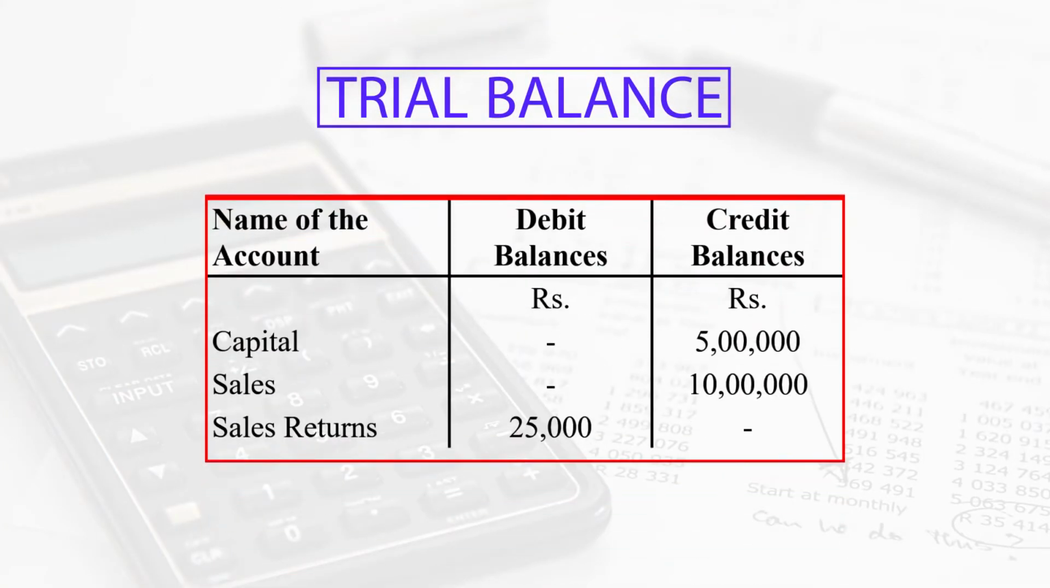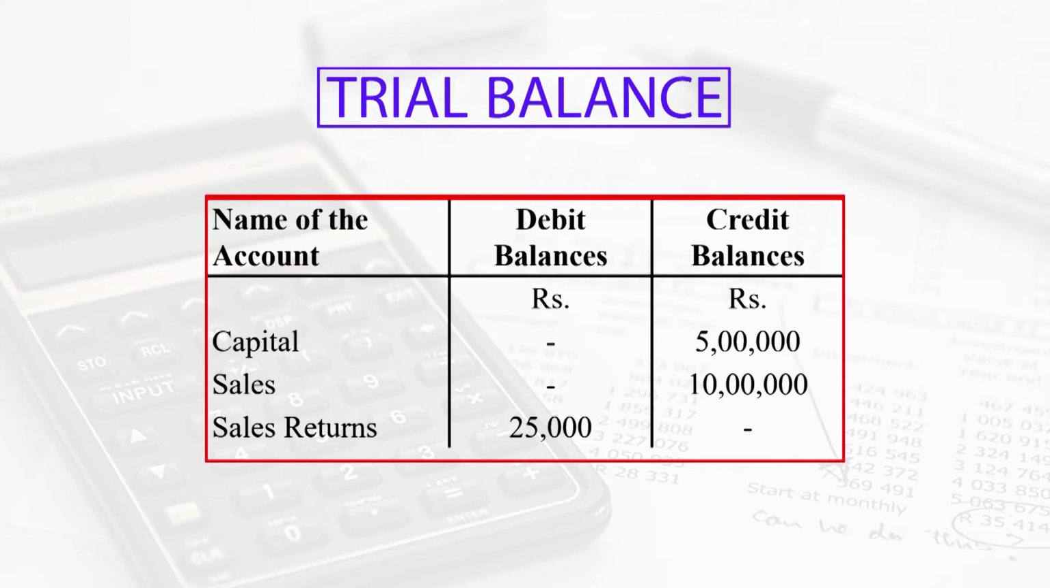So here, dear learners, we have been provided with the trial balance of a particular business concern. As we all know, there are three columns in a trial balance. The first column is the particulars column, that is, the details of the accounts are given, like capital account, sales return account, and the second column belongs to the debit balances, and the third column belongs to the credit balances. So here let us see one by one.